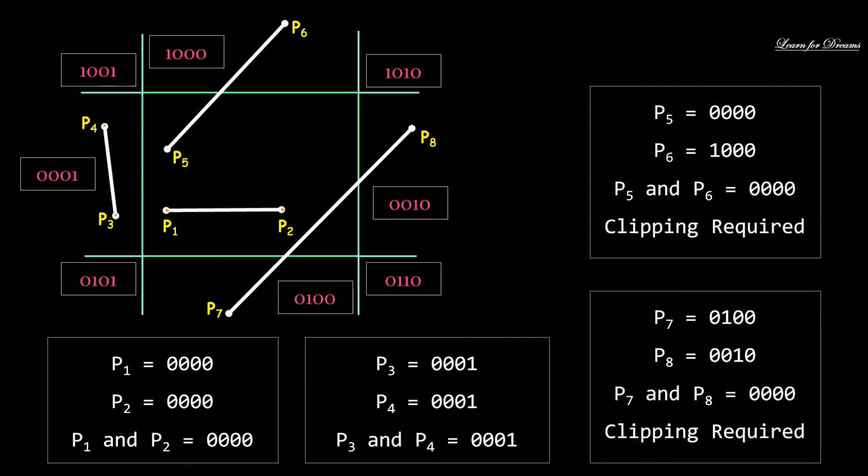Now consider line P7 P8. The bit code for P7 is 0100 and bit code for P8 is 0010. If I apply AND between P7 and P8, it gives bit code as 0000. Here both points P7 and P8 are outside the window, but the final bit code after AND condition is 0000. It indicates that the clipping is required. Okay. So this was all about Cohen-Sutherland line clipping algorithm.